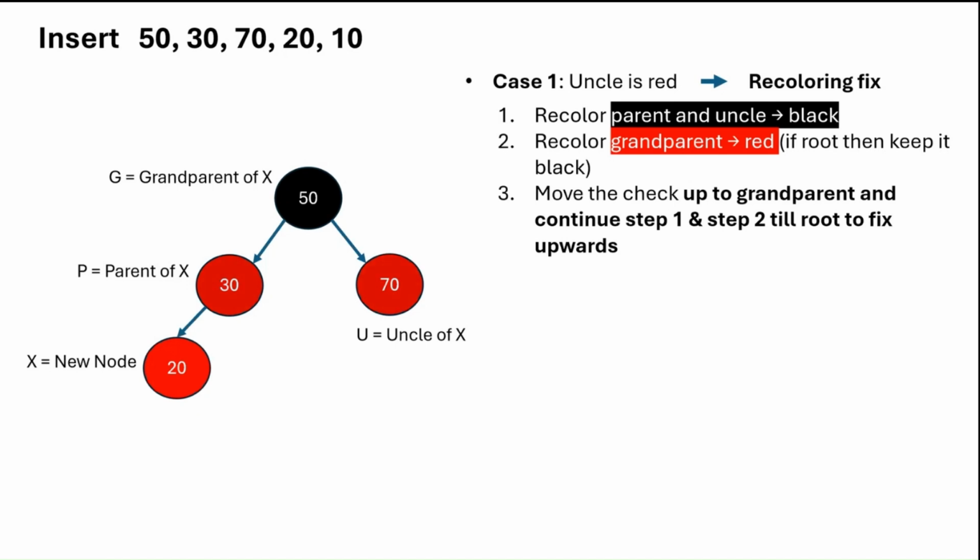We will recolor the parent and uncle to black so that the black height of the whole tree is not disturbed because all paths are going from here, and the grandparent we make red so that the whole tree black height property is still satisfied. That's why we make the grandparent red, because we are incrementing black here, so we need to decrement by making this red. Now, because 50 is a root, it will still be black. Even if we make it red, we need to make it black because it is the root. So now the tree is balanced and satisfying red-black tree properties.